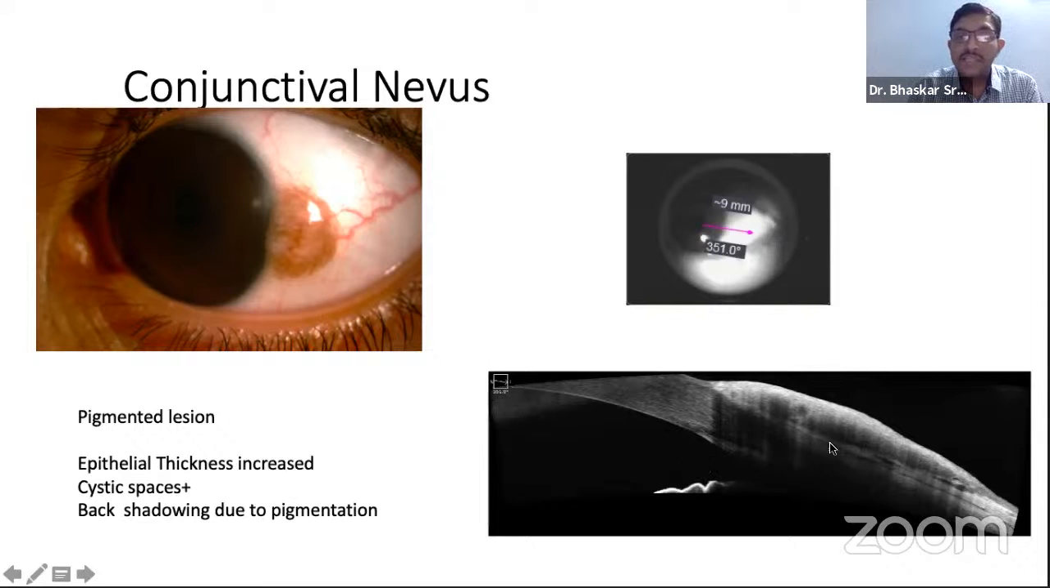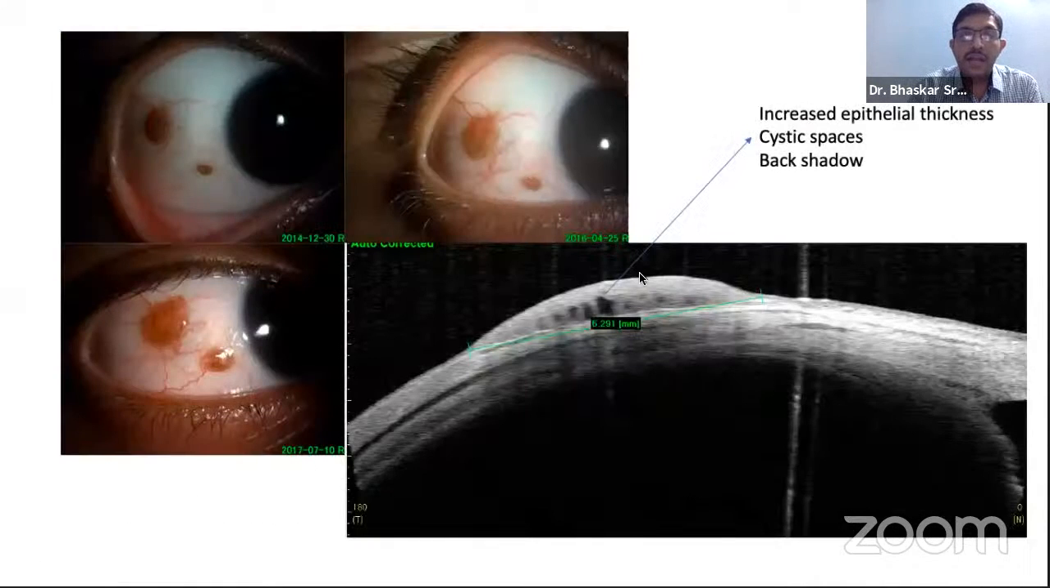You can see the epithelium is thick. There are cystic spaces which are seen, and the pigmentation causes the back shadows. Another patient with a pigmented lesion, you can clearly make out the cyst in the OCT.